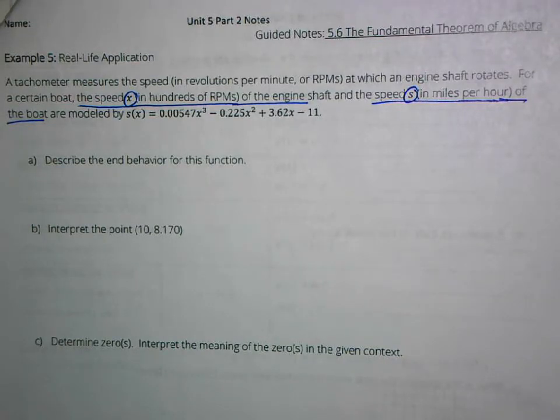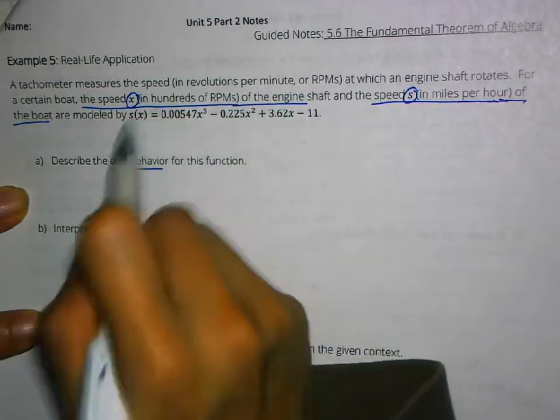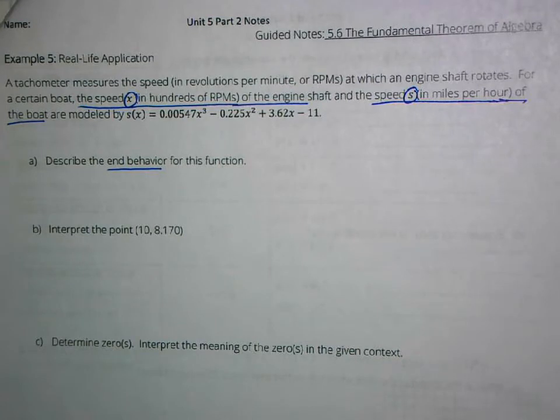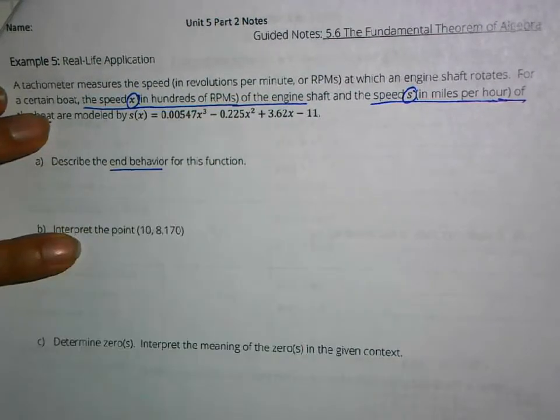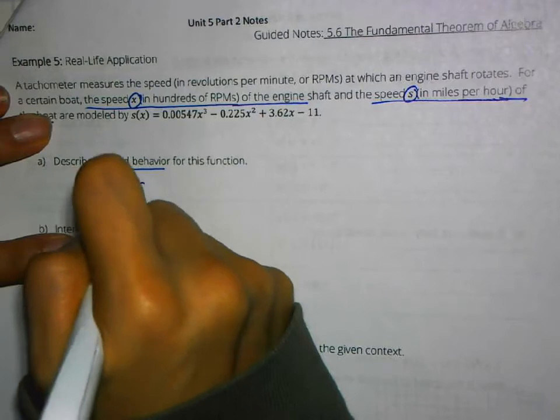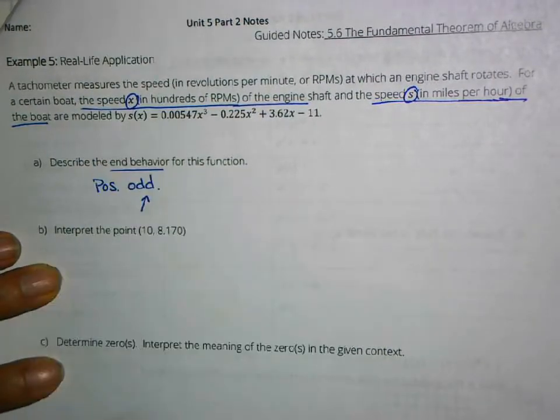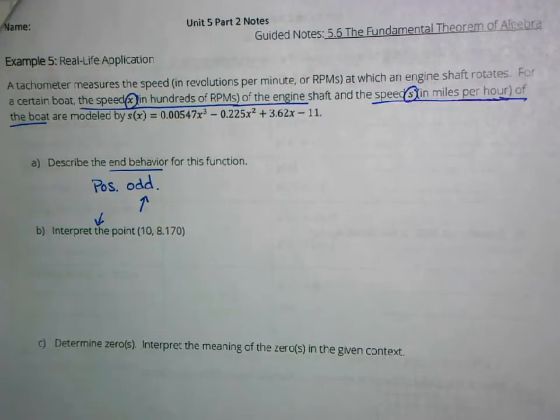Part A says, describe the end behavior. End behavior, you're looking at purely just the equation. Is it a positive or negative equation? Does it have an odd or even degree? In this case, it is a positive odd. And we know that a positive odd goes up on the right, goes down on the left.